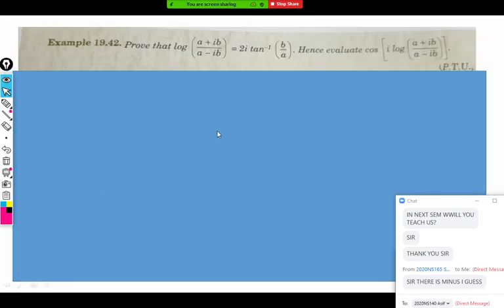So here is the next question. Prove that log of (a plus ib) upon (a minus ib) is this much. Then we have to evaluate the other part. The question is really simple. We have to find the log of this. So a plus ib is a general number we are given, so we can assume it in polar form.